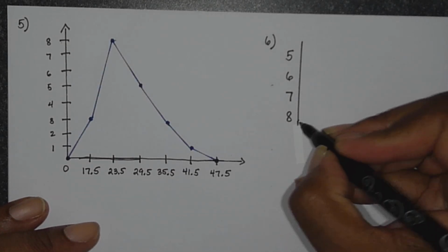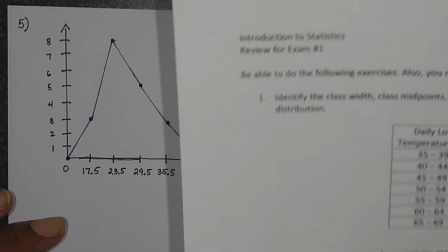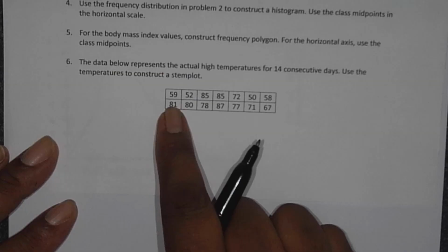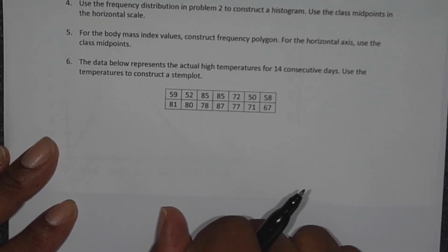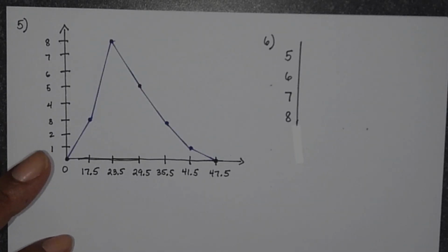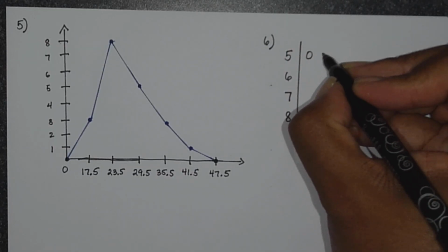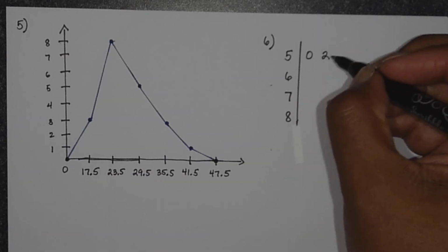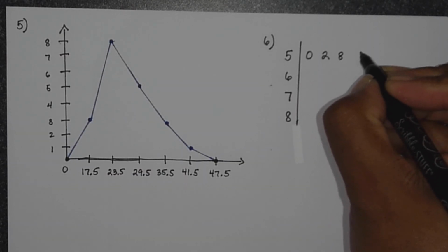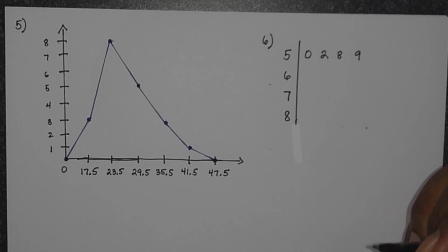All right, so now for the 50s, which is represented by the 5, we fill in our leaves. For the 50s, we have this 59, 52, 50, 58. And we put those leaves in numerical order. So what would go first? The 50, and then 52, 58, and 59.